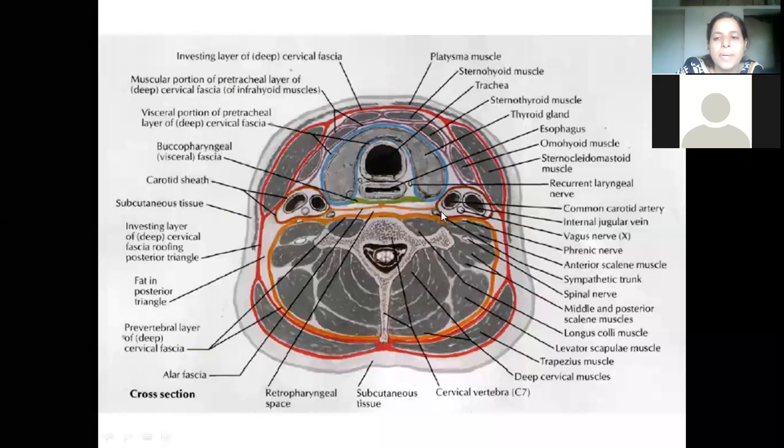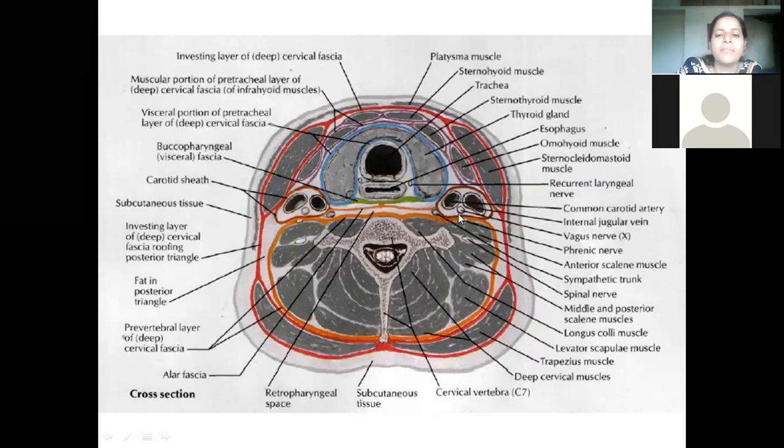Anybody remembers? Medially, we have the common carotid artery. Laterally, we have the internal jugular vein. Posteriorly, we have the vagus. This is the complete carotid sheath. Anteriorly, we will have the ansa cervicalis. This fascia is the prevertebral fascia, which is shown in orange color in this picture. So, behind the prevertebral fascia are the vertebral muscles.